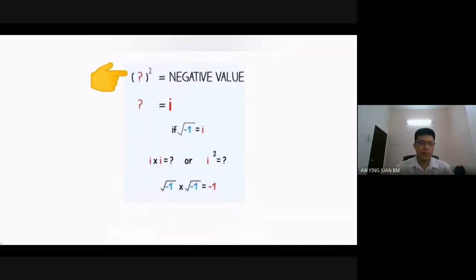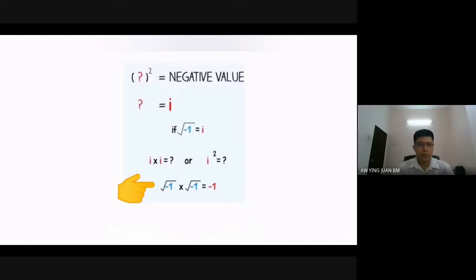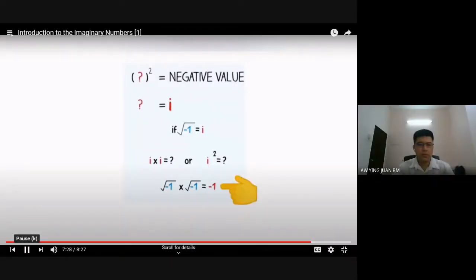When the square root is of a negative number, yes, it is i. If the square root of negative 1 is i, what is i times i, or we can say i squared? It is the square root of negative 1 multiplied with the square root of negative 1. That gives us negative 1.